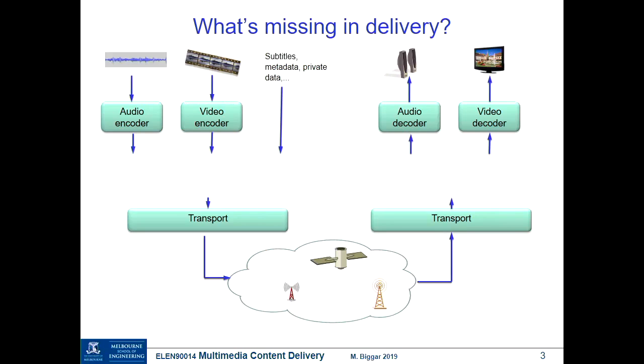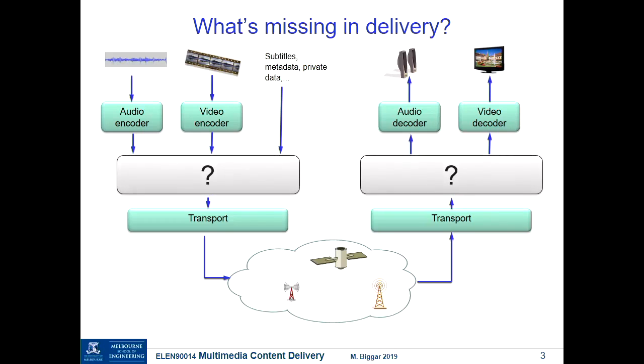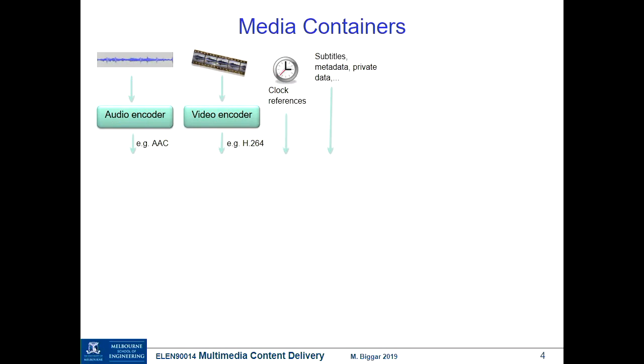Okay, so we've got those boxes up the top there. We've looked at audio encoding and decoding and video encoding and decoding, and I think we discussed briefly in the first lecture that there may be other media types such as subtitles and metadata. But to carry all of this combined data over some communications network, there's something missing in the middle there. And what's missing is commonly referred to as media containers.